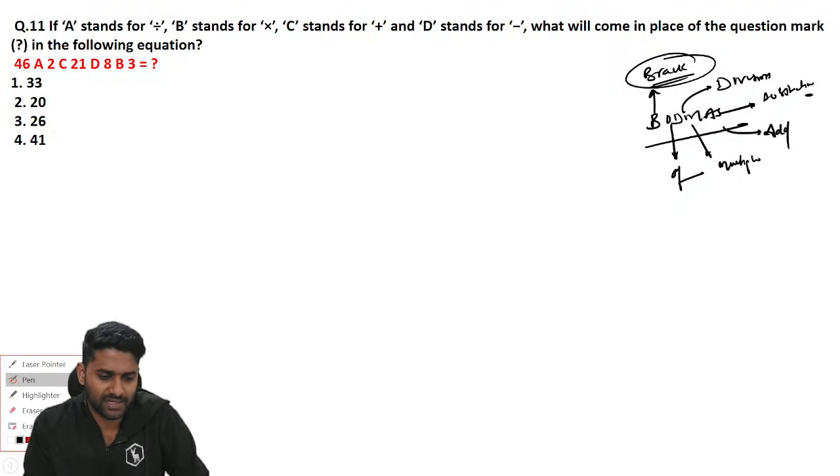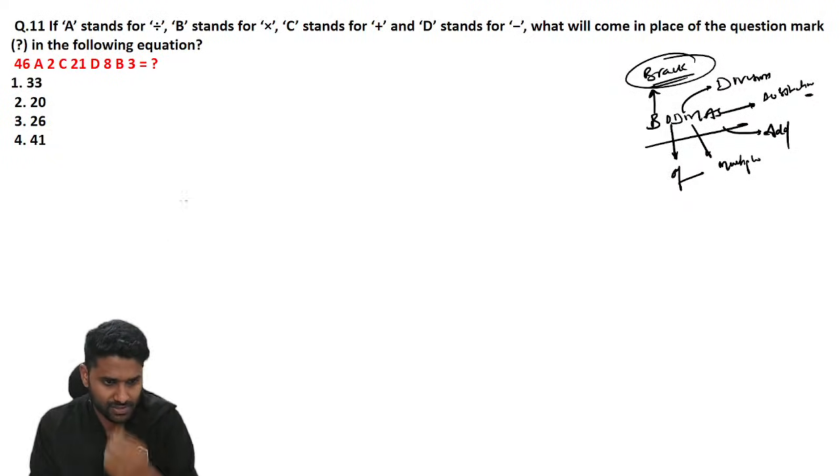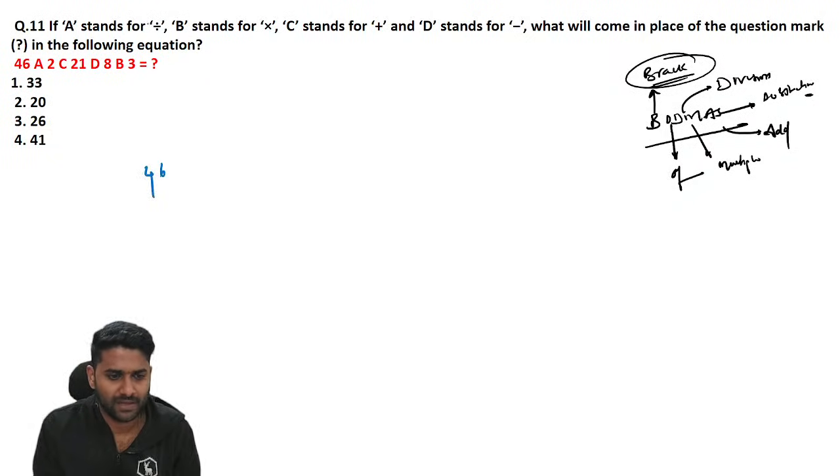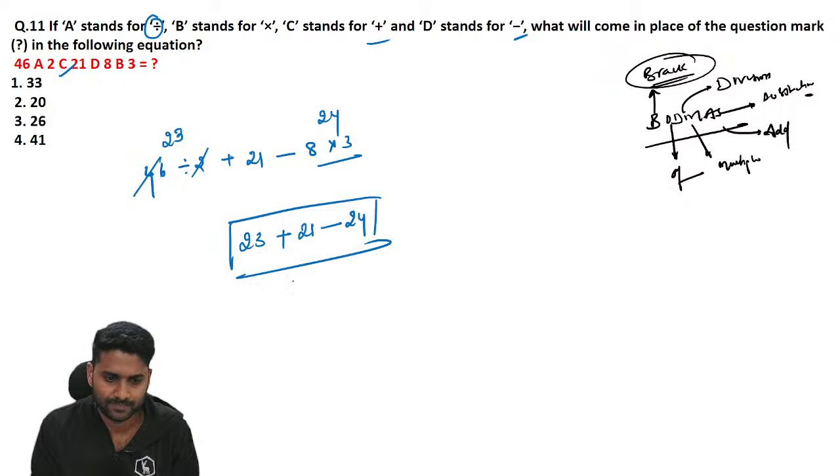Now see, in the given data, statements are mentioned that each and every alphabet stands for a mathematical operation. So 46, A stands for division, divided by 2. And C stands for plus, plus 21. D stands for minus, minus 8. B stands for multiplication. First, this is exactly 23. Again, 8 times 3 is 24. So 23 plus 21 minus 24 is the result. Clear? And the difference is minus 3. 23 minus 3, the resultant is 20.